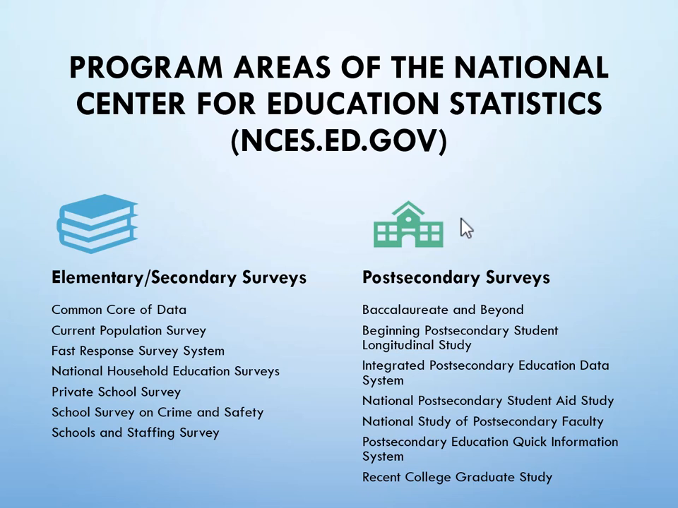Specifically for the National Center for Educational Statistics, which is a major provider of datasets, they have survey areas, which include multiple surveys, so elementary secondary surveys, post-secondary surveys. Some of these are cohorts that are followed over multiple years. Some of these obtain a new nationally representative sample each time the survey is implemented. Some of these are single-shot surveys.